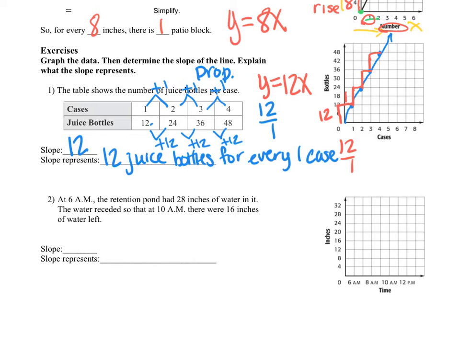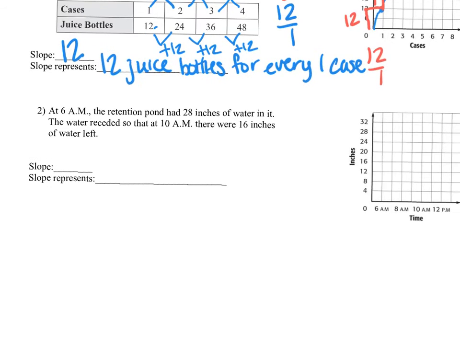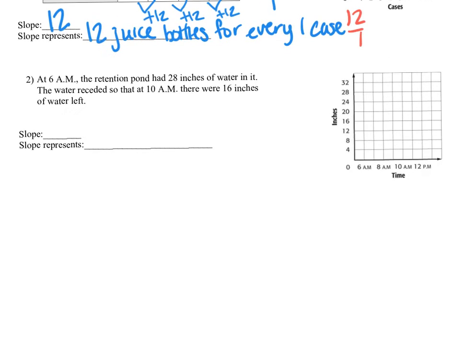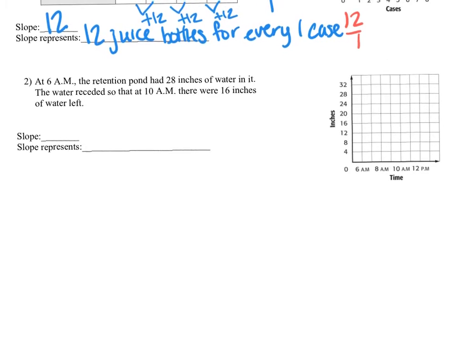Okay, the second example. At 6 a.m., the retention pond has 28 inches of water in it. The water receded so that at 10 a.m., there were 16 inches of water left. Okay, so it doesn't give us a table, it only gives us the graph. So let's graph this. At 6 a.m., there was 28 inches. So 6 a.m., we're right here, 28 inches. At 10 a.m., we are 16 inches. So here's our second point.